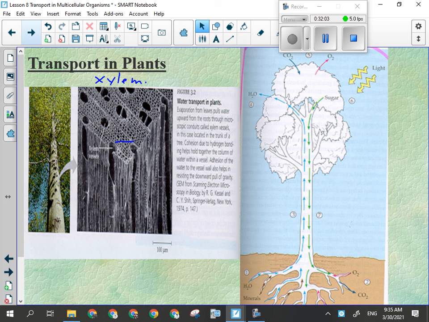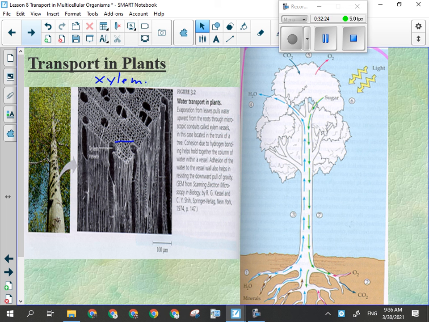Okay, so these are microscopic little tubes. So the process goes like this. Water gets absorbed in the roots. There's an osmotic pressure that is created there that pulls the water into the roots. Okay? Then it moves up the xylem, using this cohesion and adhesion and the polar nature of water, till it gets to the leaves where it evaporates.